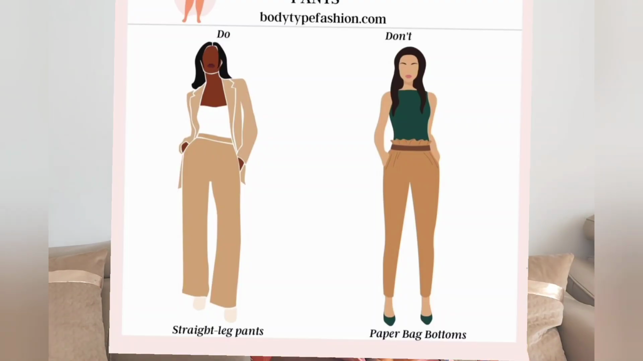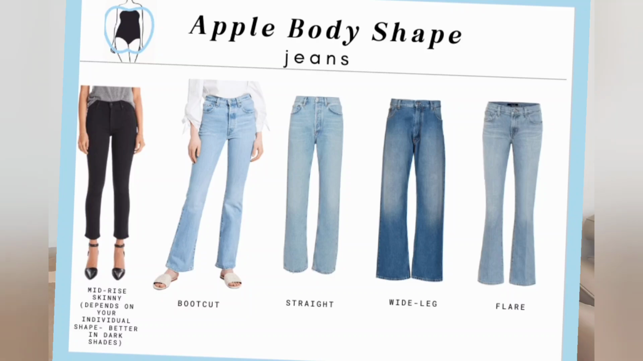So now we are going to talk about the pants which are best for an apple body shape, and the first one we have are straight leg pants. Straight leg pants provide a straight fit that can be flattering and versatile, creating a streamlined look. And the next one we are going to be talking about are high-waisted pants. This can define the waist and elongate the legs, providing a smoother silhouette.